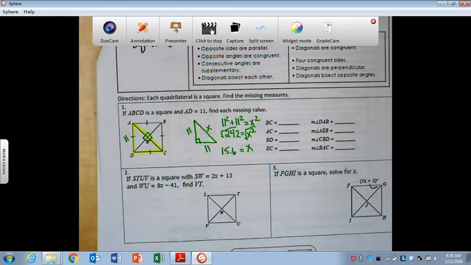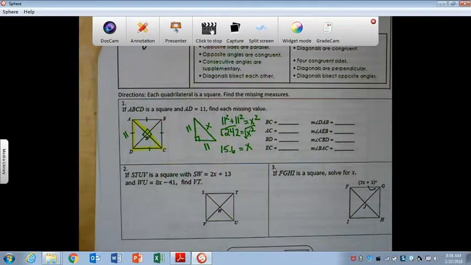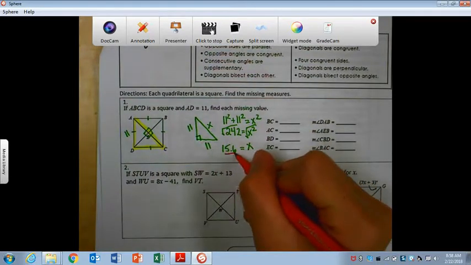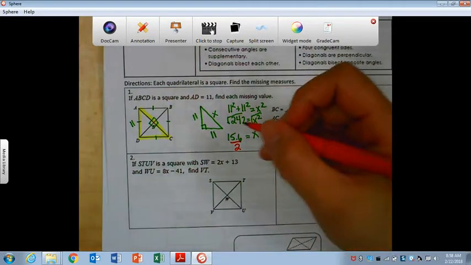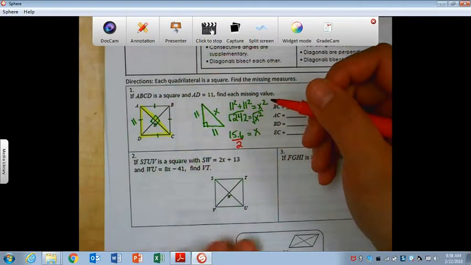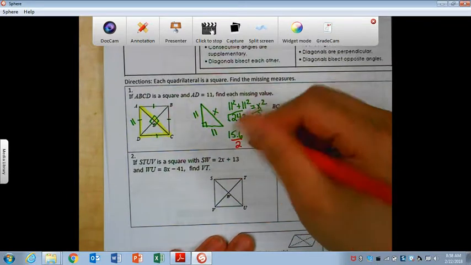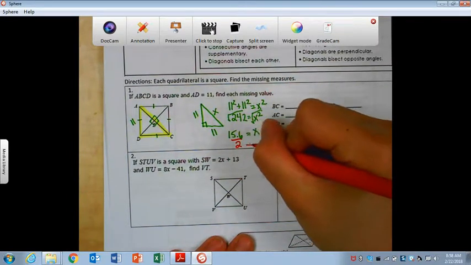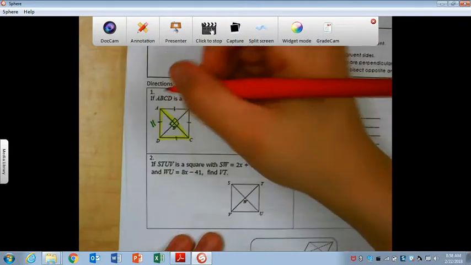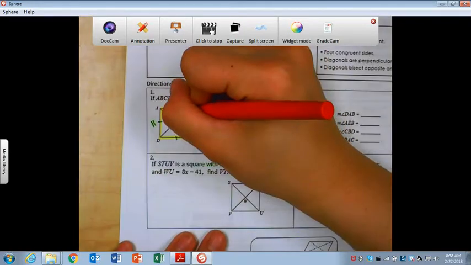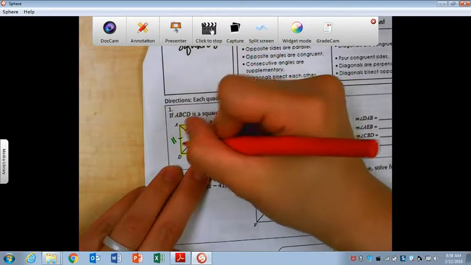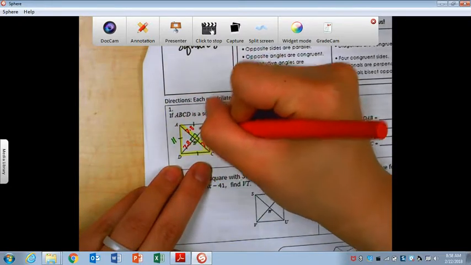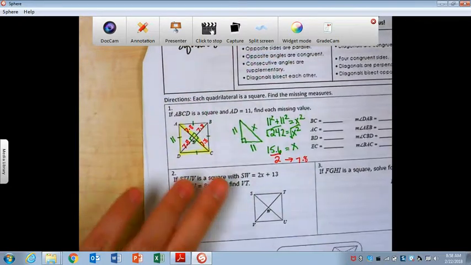So now what we're going to do with that 15.6 is divide it by 2 and you'll get part of the diagonal. So 15.6 divided by 2 is going to give you 7.8. And that 7.8 goes here. And again, the best thing about a square is everything's pretty much equal. So that's 7.8, that's 7.8.